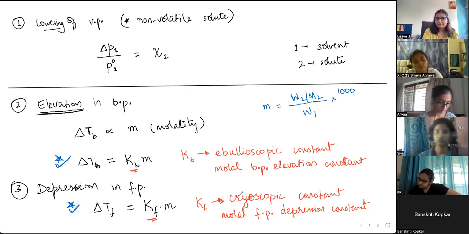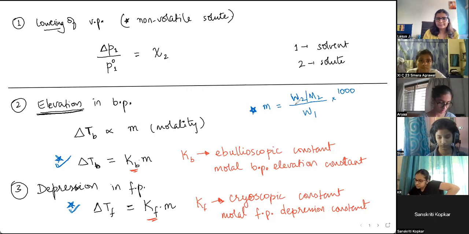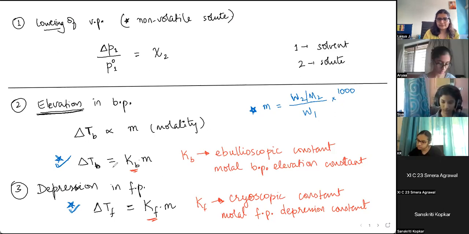Right. Do you get this part? Understand where this came from? So technically, delta TB becomes KB into W2 into 1000 divided by M2 into W1. It will be something like that. Let me know when you're ready to solve a question, and then we'll do that.